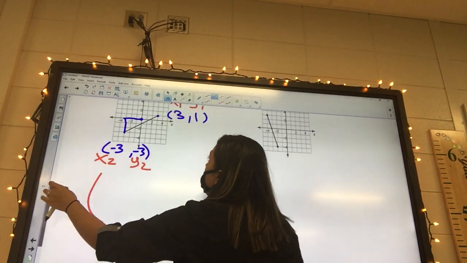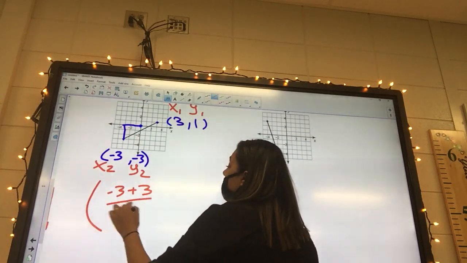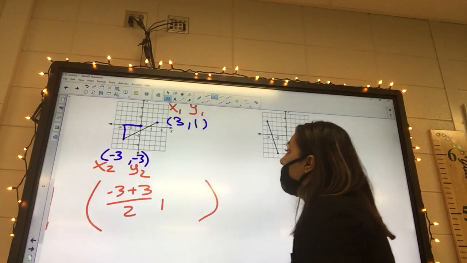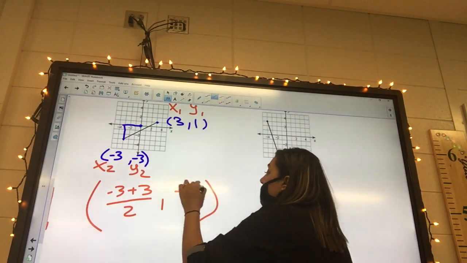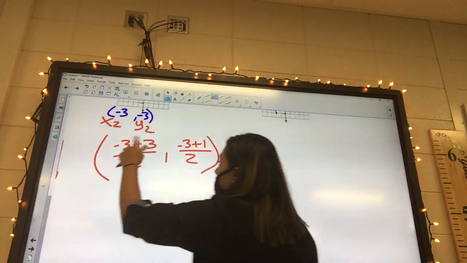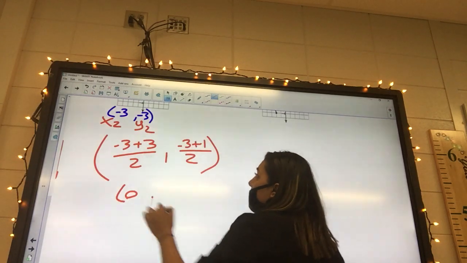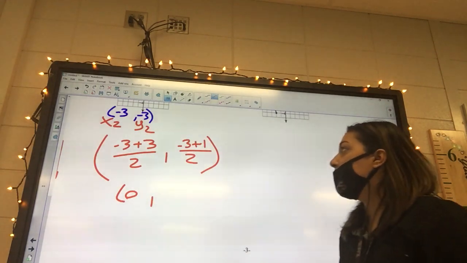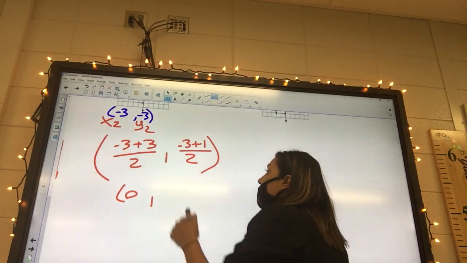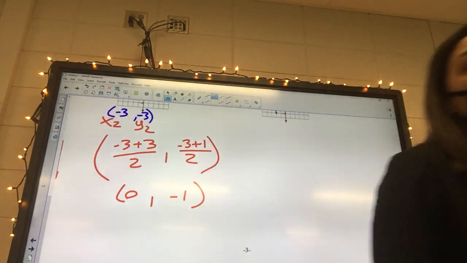So I got -3 and a +3 over 2. And my Y's are going to be negative 3 plus 1 over 2. For this one, I'm going to have 0 over 2, so it's just going to be 0. And this one, I'm going to have negative 3 plus 1, which is negative 2 over 2, which is just negative 1. So it's going to be 0, negative 1.